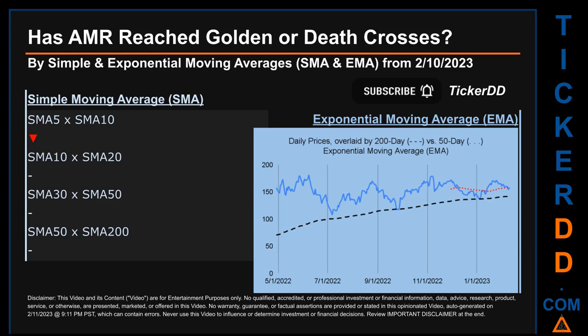Has AMR price reached golden or death crosses? Golden cross and death cross are basic signals that compare average prices across two specified trade day ranges, a short-term versus a long-term range. For example, 5-day versus 10 trade days. Essentially, a golden cross is a bullish signal. It appears when a ticker's short-term moving average crosses above its long-term average. Vice versa, a death cross is a bearish signal when the short-term crosses below its long-term moving average.